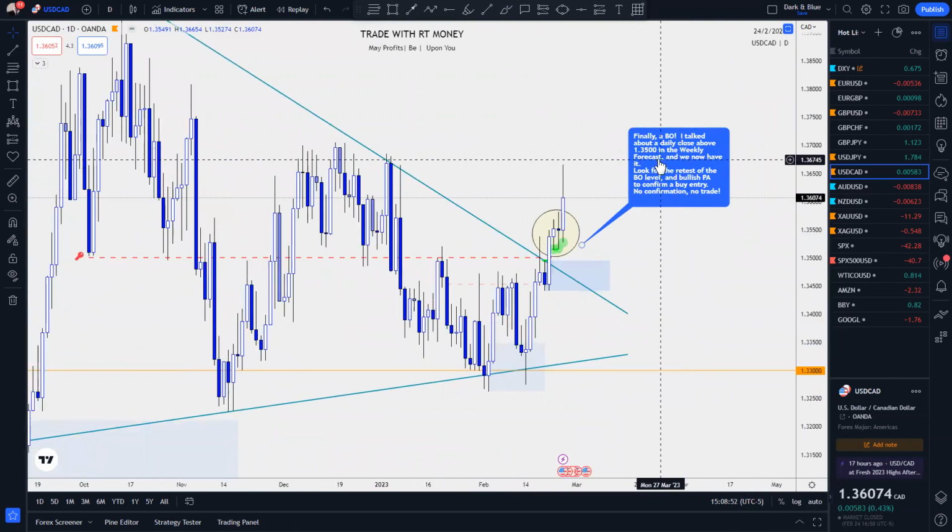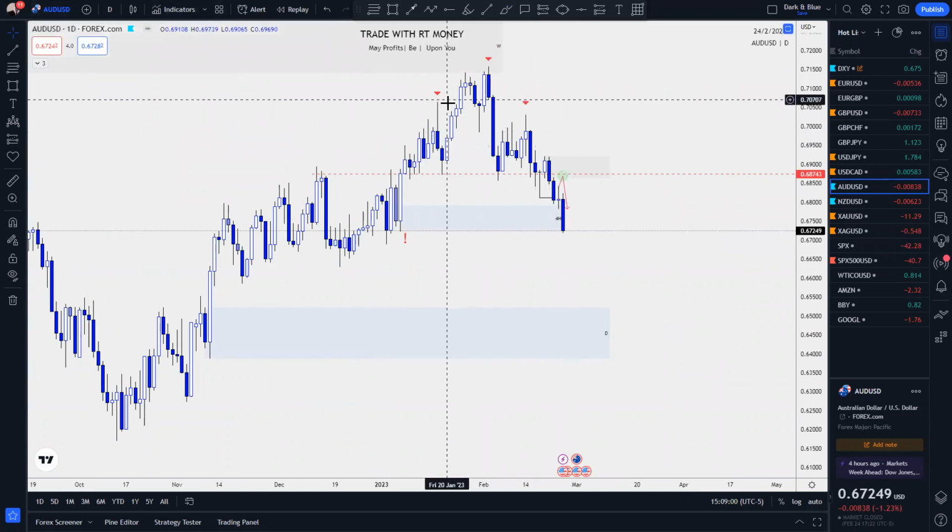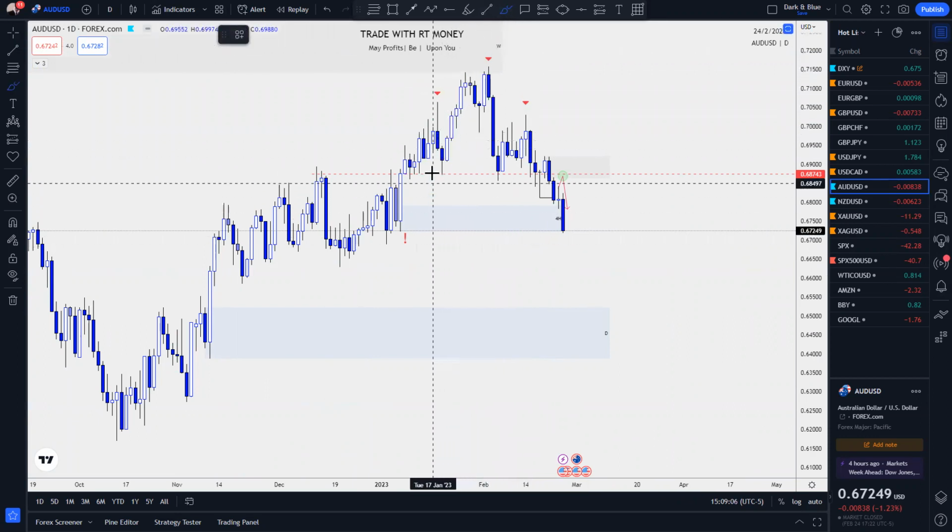All right, what does that say? Finally, break. Oh yeah, this is what I dropped in the chat. Aussie USD, already told you. This was one of my favorite setups because it gave very clean price action.